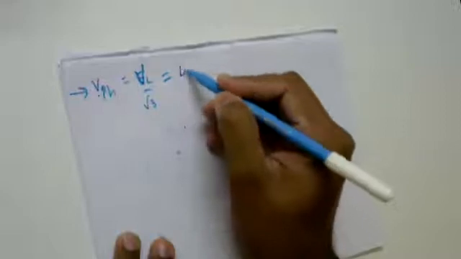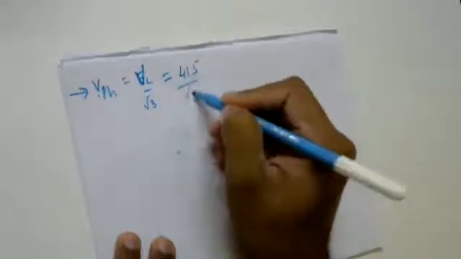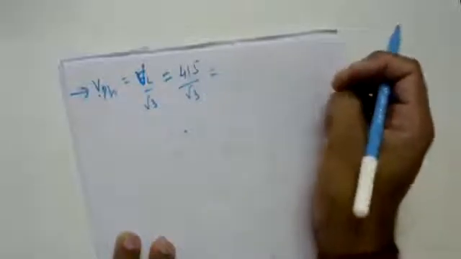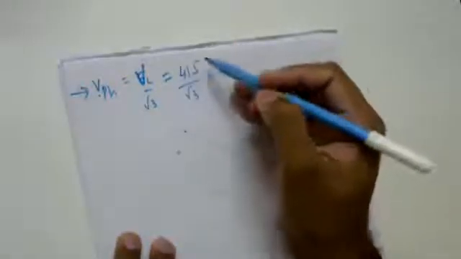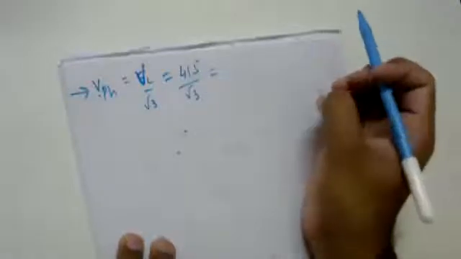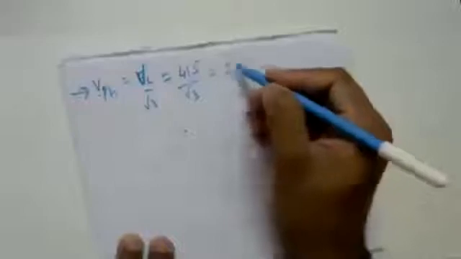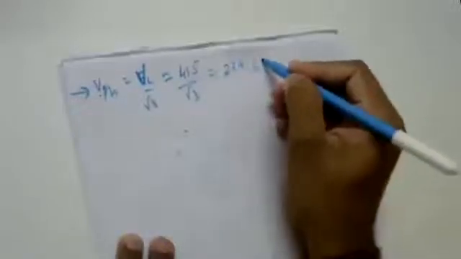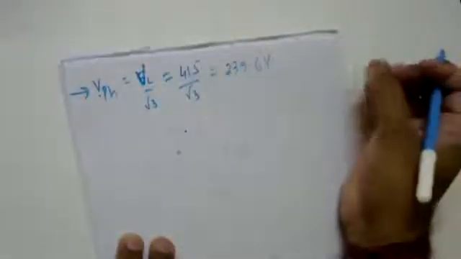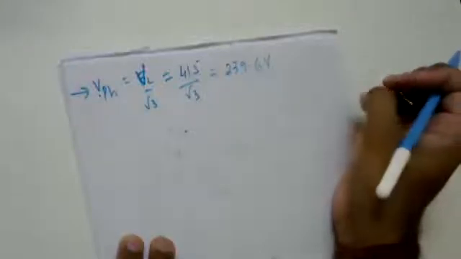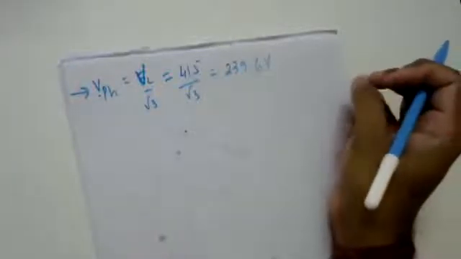So I know what VL is. This line voltage is how much? 415 volts divided by root 3. What's the answer for this ratio? 415 by root 3 comes to 239.6 volts. Okay, good. 239.6 volts. I want the response from all the students attending the session. I don't want students to just be passive with that.